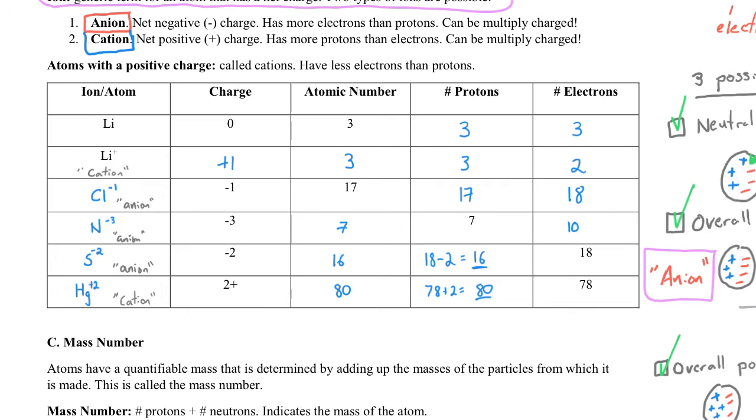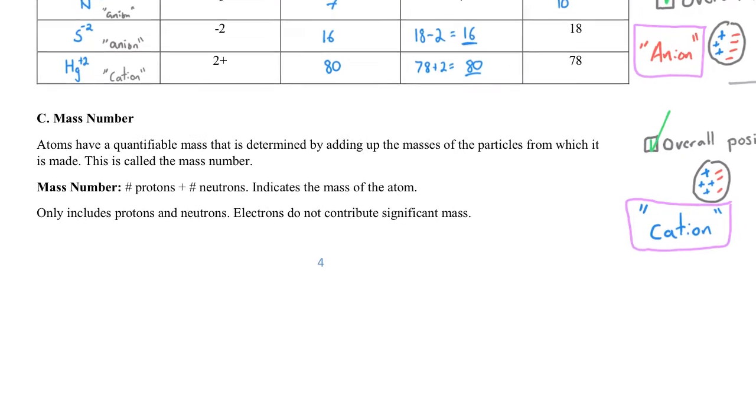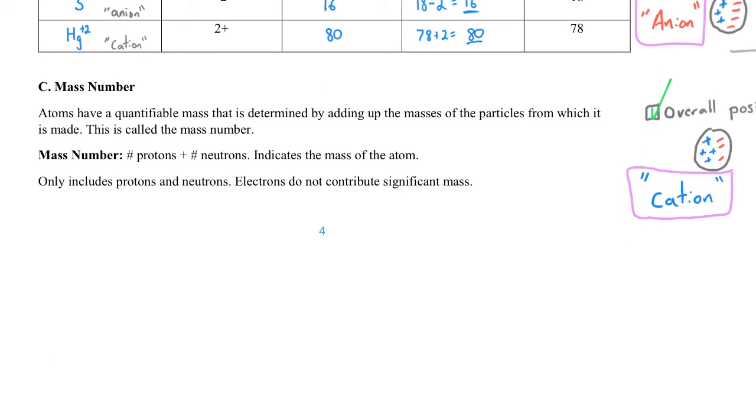In addition to charge, some subatomic particles also contribute mass to an atom. We call the mass of an atom its mass number. And it's this mass number that we're going to discuss next. Atoms have a quantifiable mass that is determined by adding up the masses of the particles that it is made from. We call this the mass number. Specifically, the mass number is the sum of the protons and the neutrons in the atom.